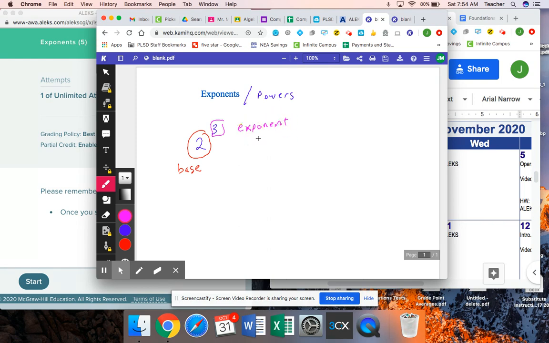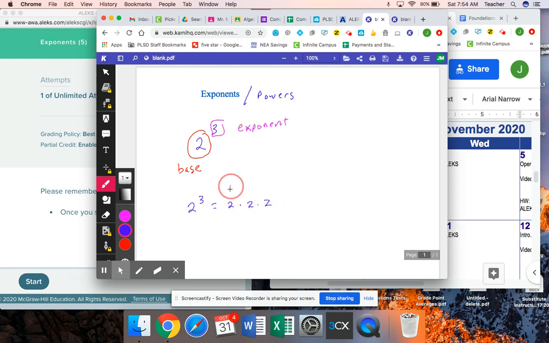All right. Now it's important because the base is what you use. I mean, that's what you're going to multiply, and the exponent is how many times. So if I said 2 to the third, that means that I'm going to take 2 times itself 3 times.